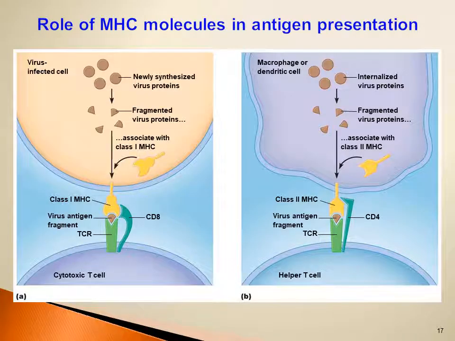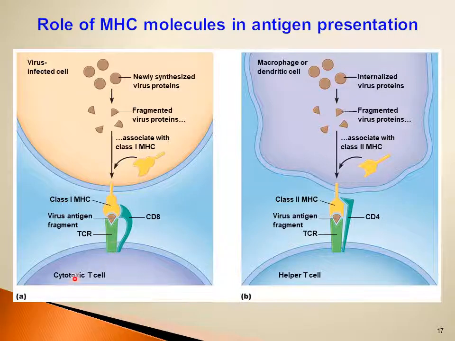Now the role of MHC molecules in antigen presentation, as I explained earlier. For example, here we have a virus infected cell, any cell in the body. We said that class 1 MHC is expressed or is present in all nucleated cells of the body. And let's say we have one cell in the body that was infected with the virus. The newly produced virus protein will be fragmented and then associated with class 1 MHC and presented on the surface of the virus infected cell.